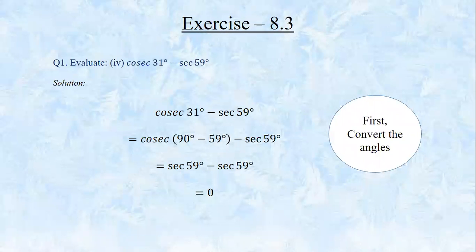Same way, we will see the next question, which is cosec 31 degrees minus sec 59 degrees. We know already that cosec and sec are complementary to each other. So cosec 31 can be written as cosec of 90 minus 59, minus sec 59 degrees. Now cosec 90 minus 59 degrees is sec 59 degrees, minus sec 59 degrees. These two would get cancelled and we get the answer to be 0.